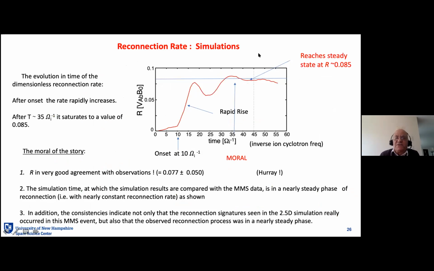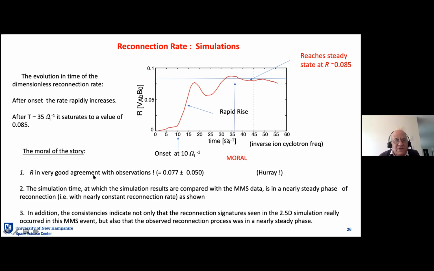And what about the reconnection rate? I hear your strangled cry. Well, this is the reconnection rate from the simulations. You see, there is an onset here at 10 inverse ion cyclotron frequency. Then there is a rapid rise, then a small undulation here, and then it kind of settles, saturates to a value of 0.085 here. So this is the evolution of the dimensionless reconnection rate in the simulations.